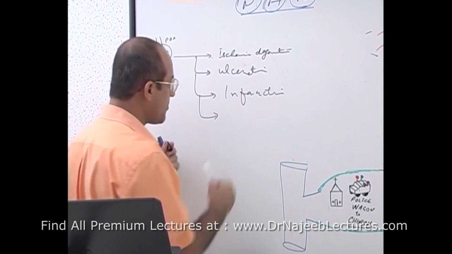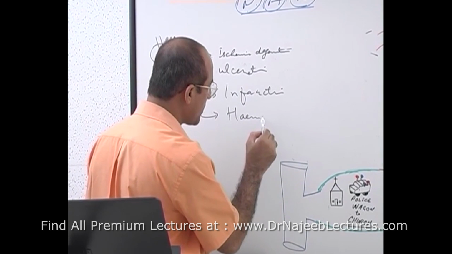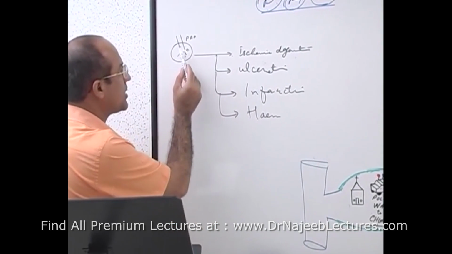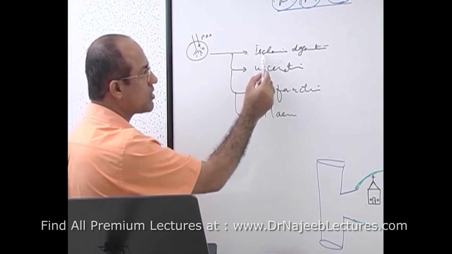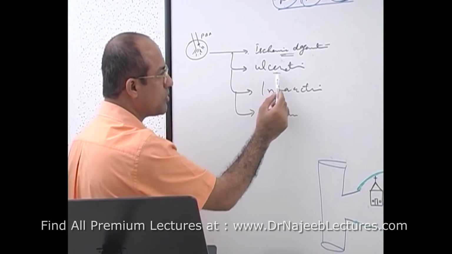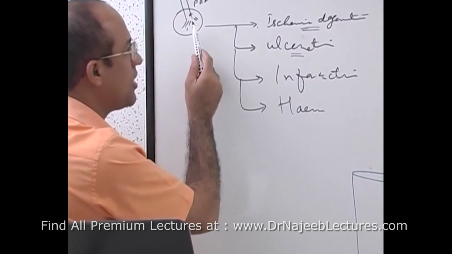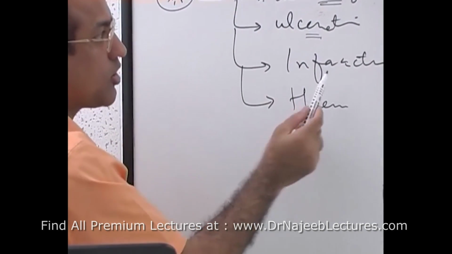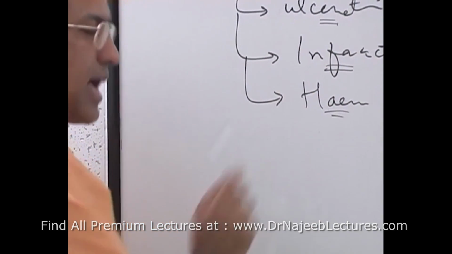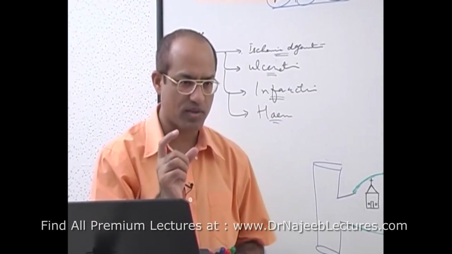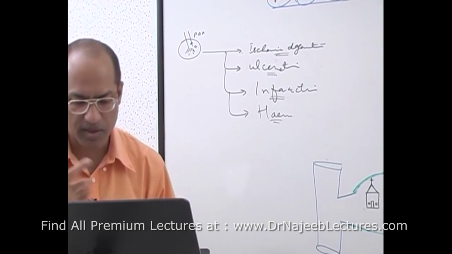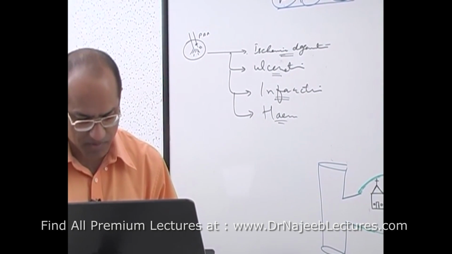So what are the changes in the tissue? Any tissue which is having a polyarteritis nodosa lesion in its vessel may undergo ischemic degeneration, or it may develop ulceration of its lining, or it may develop infarction or even hemorrhage, right? When the inflamed point of the vessel ruptures, it produces hemorrhage.